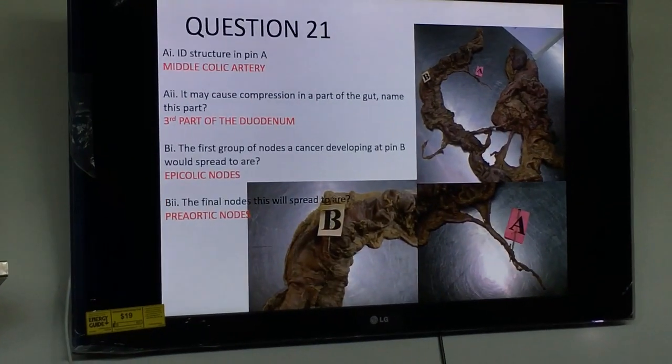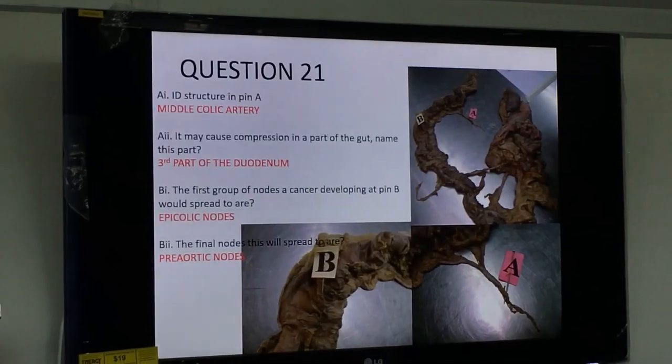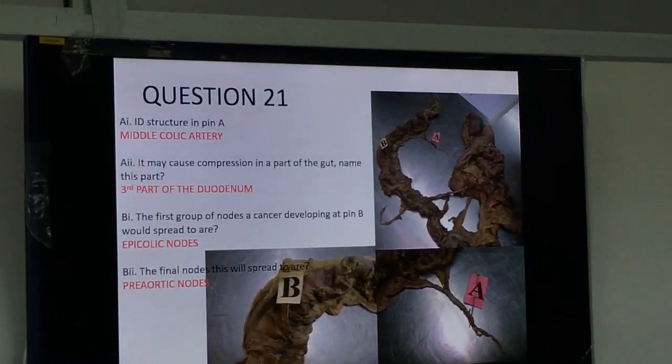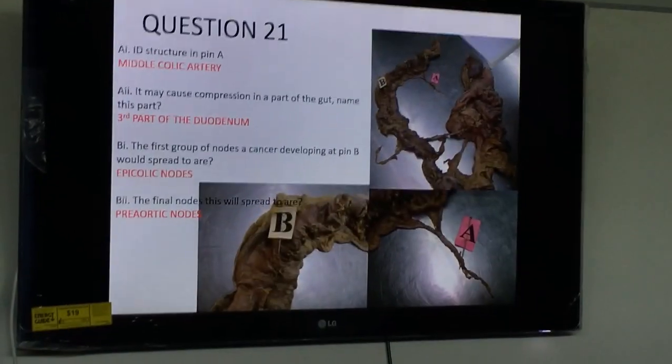Some people ask me, how do you answer these things when you only have 2 minutes? You have to know it before you come to the exam.